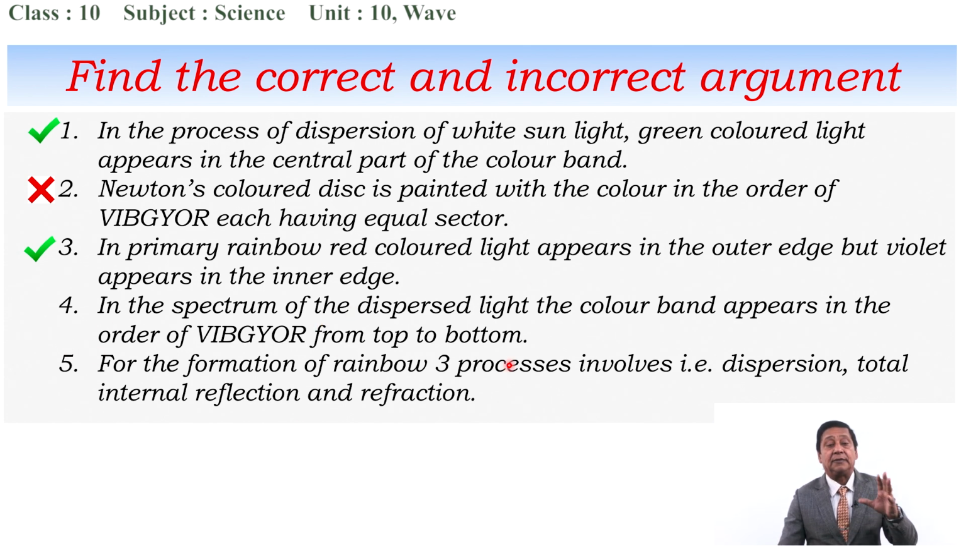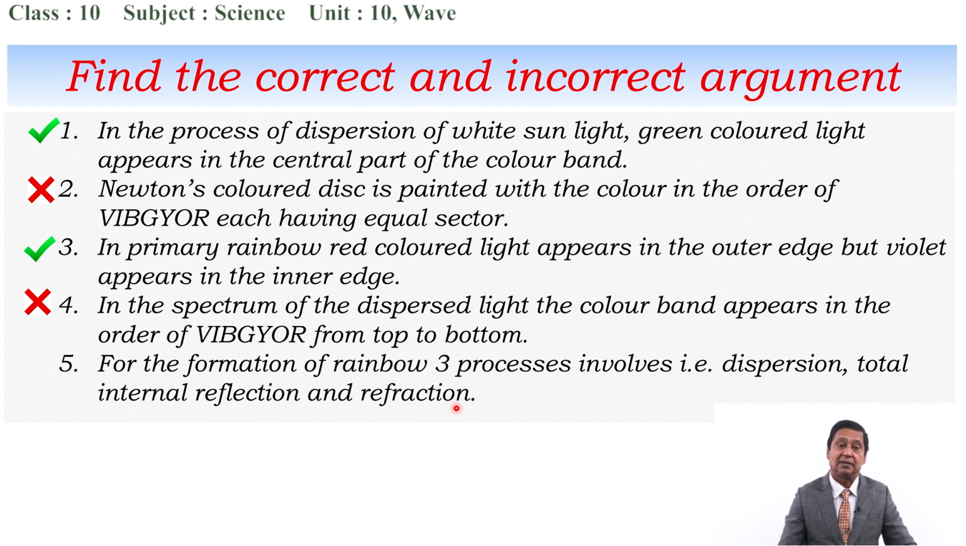Now, in the spectrum of dispersed light, the color band appears in the order VIBGYOR, yes, from the top to bottom, is it? This last part is incorrect, not from top to bottom, but bottom to top. Violet lies at the bottom and red is at the top. That's why from top to bottom is not correct. From bottom to top, the VIBGYOR order is maintained. Okay, this is incorrect.